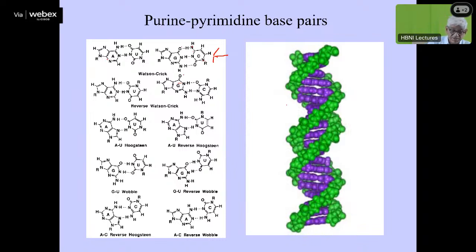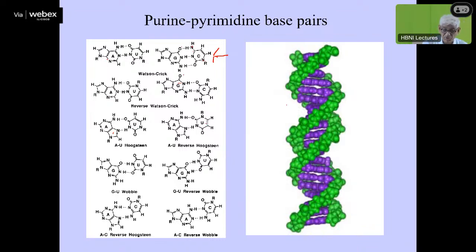Hoogsteen pairing means here the 5-membered ring of the purine. See here, this is the 5-membered ring. That was not involved before; it was outside here. In this Hoogsteen pairing, the 5-membered ring of A pairing with the U is involved in the hydrogen bond. This nitrogen is involved in the hydrogen bond, and this is at the N7 position. The N7 position is involved in the hydrogen bond with the U, with the 6-membered ring.